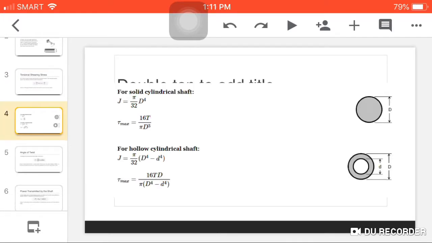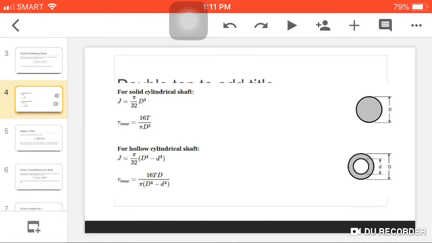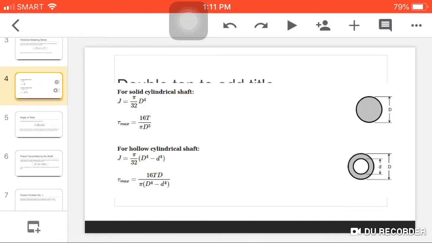Then for the materials such as solid cylindrical shaft, for the polar moment of inertia, our formula would be pi divided by 32 d to the fourth. Then for the tau max, equivalent to 16T divided by pi d cubed.